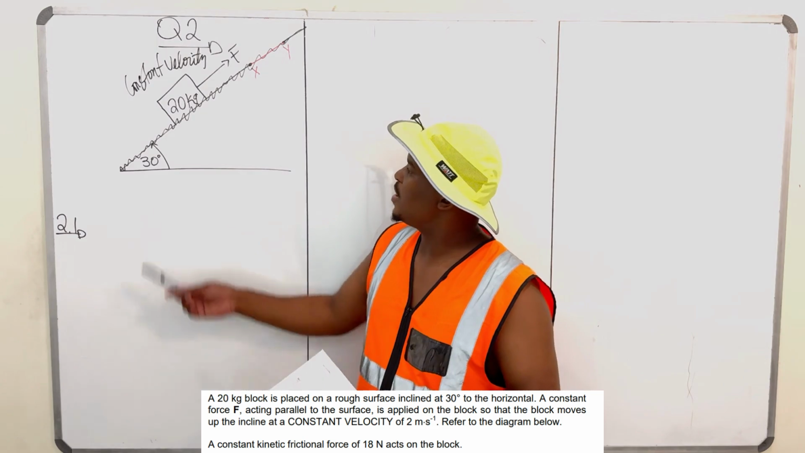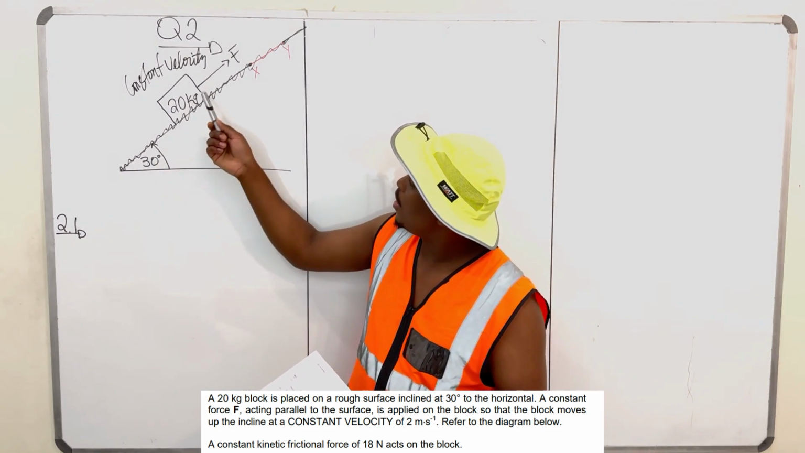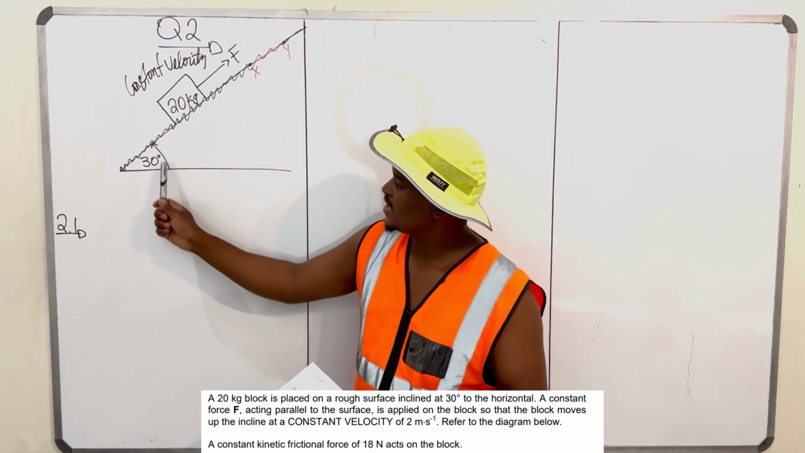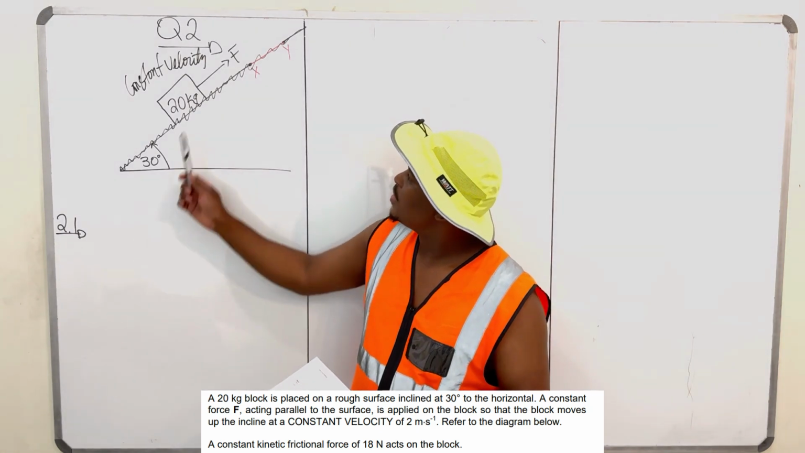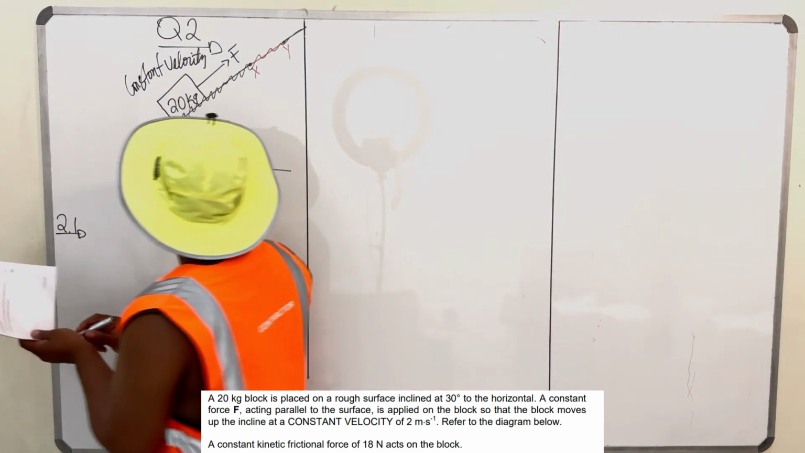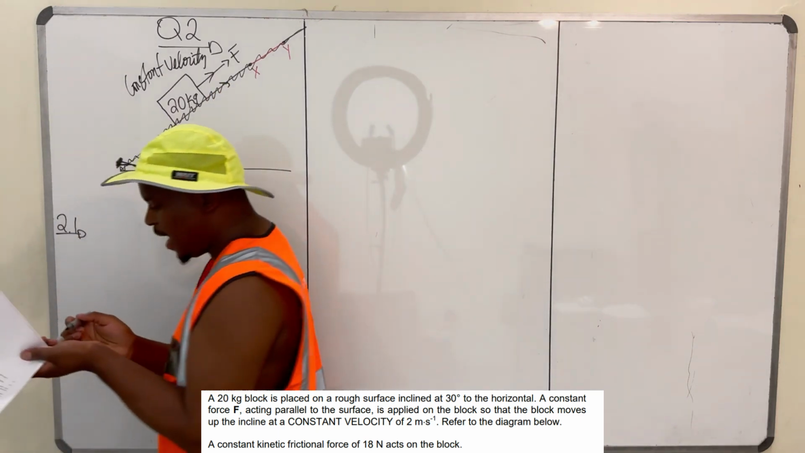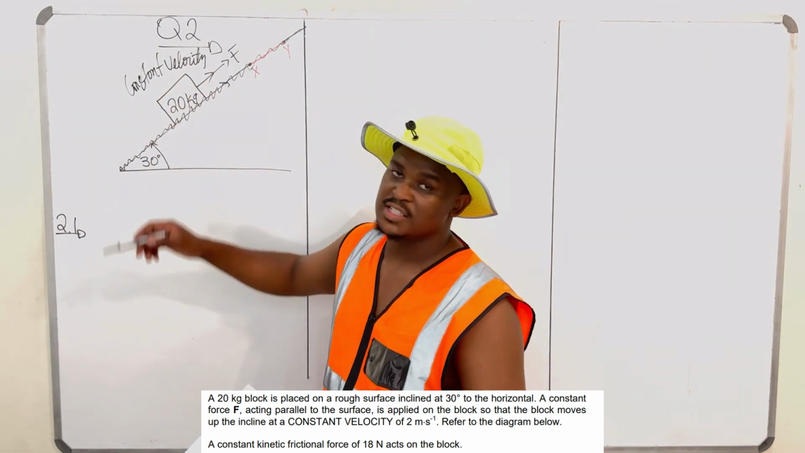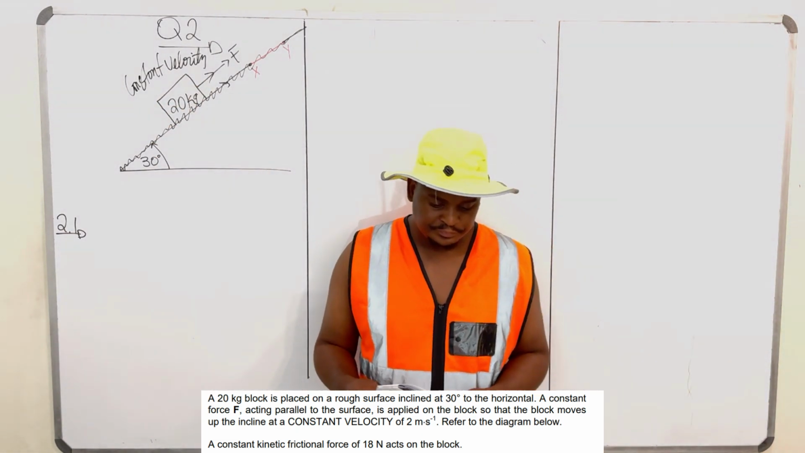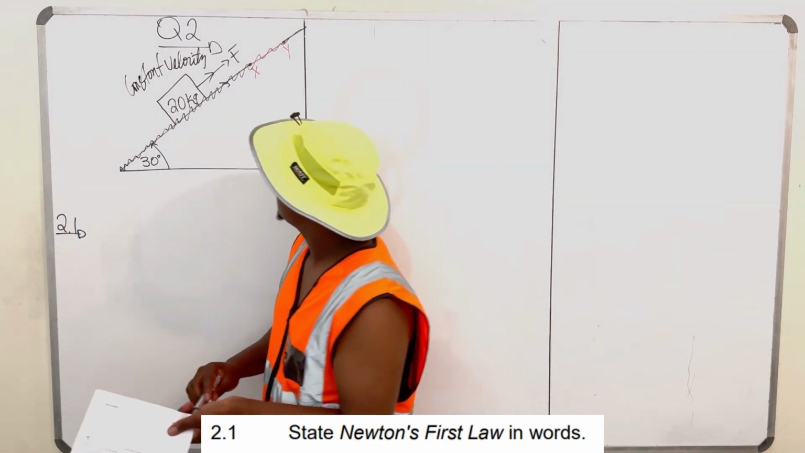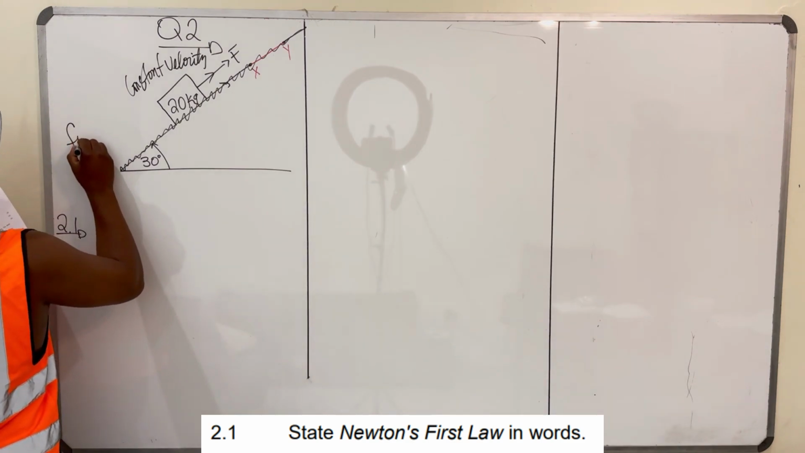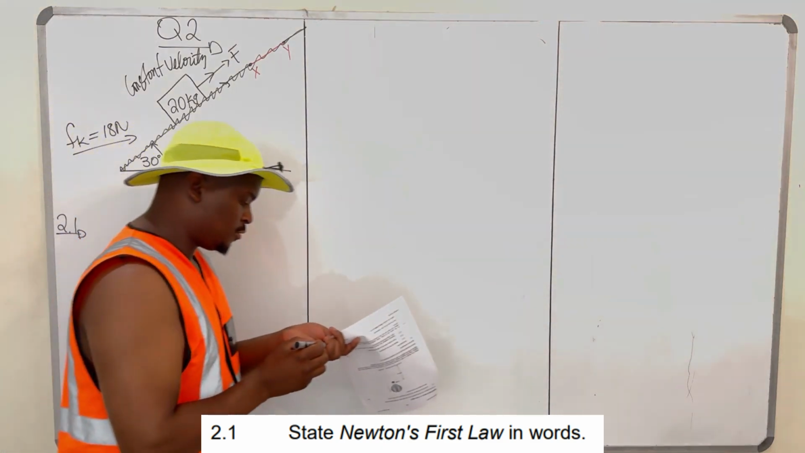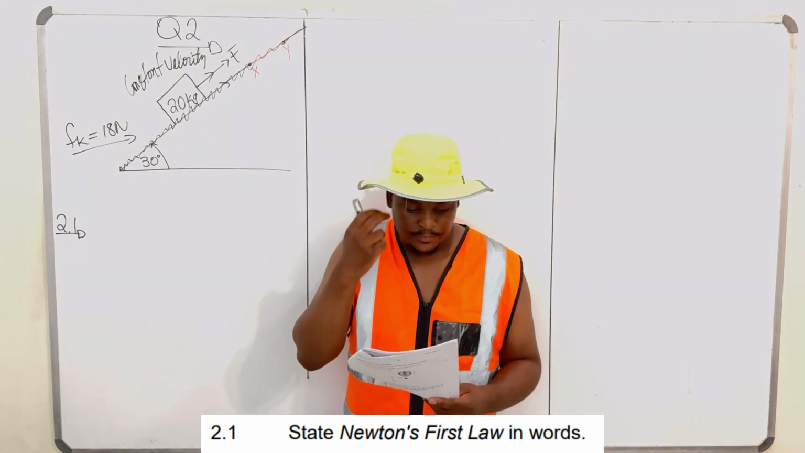Okay, so now you have this 20 kg block that is placed on this surface here, which is at 30 degrees with the horizontal. This is the inclined surface. It's inclined at 30 degrees, right? So this force, which is parallel to the slope, is applied on this 20 kg block so that it goes up the slope at a constant velocity. They are also telling you that there's a kinetic friction of 18 newtons acting on this block. So what are they asking?